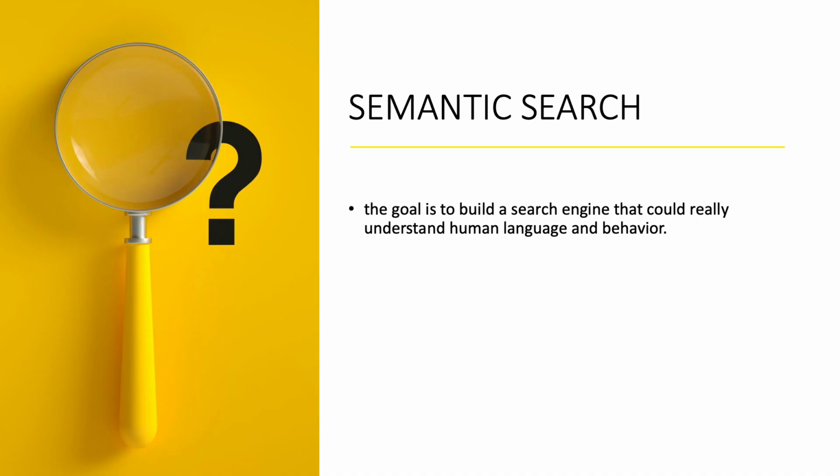Next is the semantic search. Another way for search engines to become more discriminating and helpful is to make search engines that could understand what we are really looking for. Its goal is to build a search engine that could really understand human language and behavior.